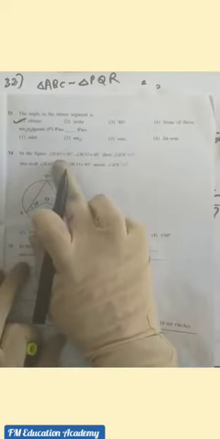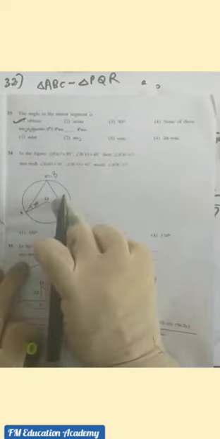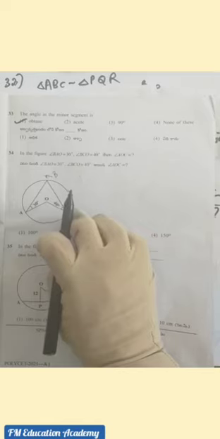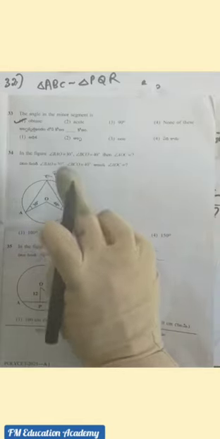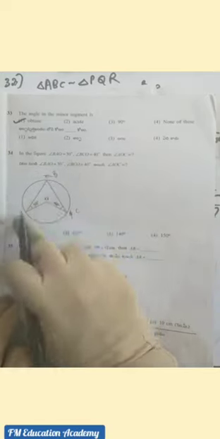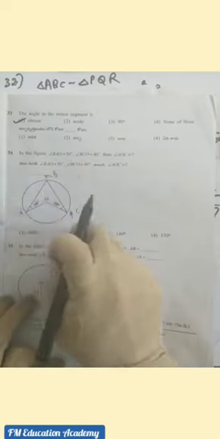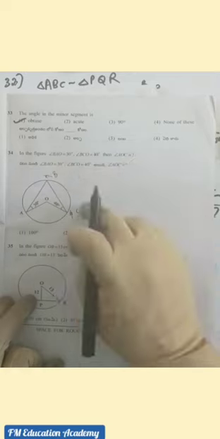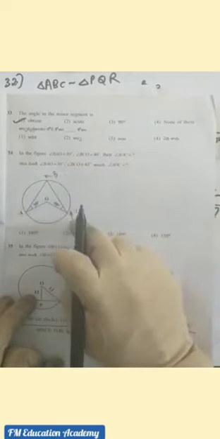34th question. In the figure, angle BAO is equals to... Here it is given BAO, but actually angle BOA is equals to 30 degree. Angle BCO is equals to 40 degree. Then what is angle AOC? See, it has made a mistake in the question. Here it has written C, it has written B.